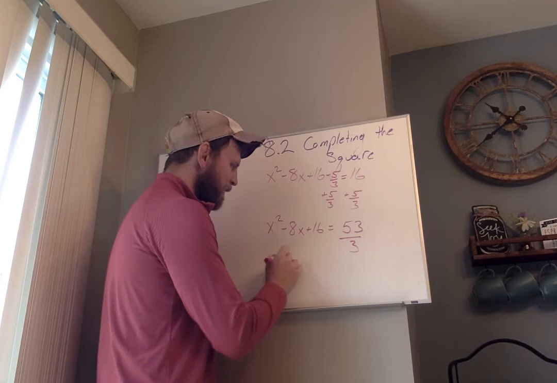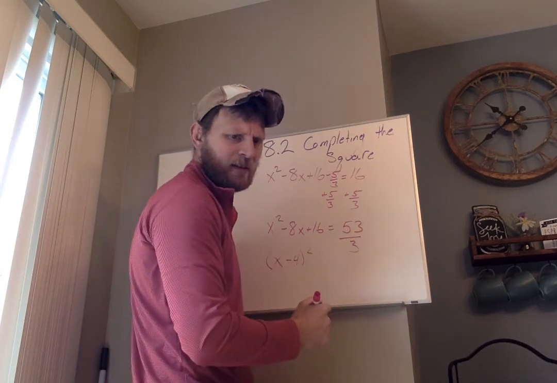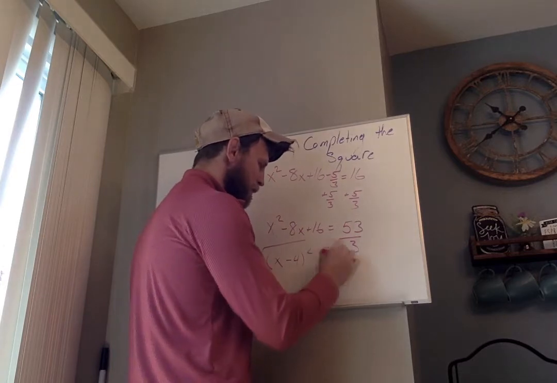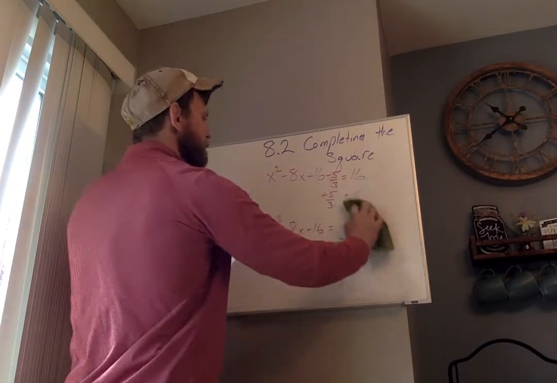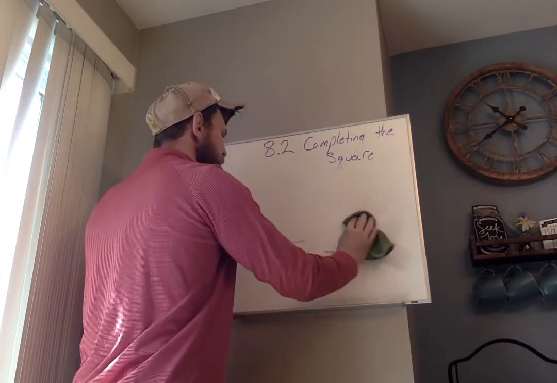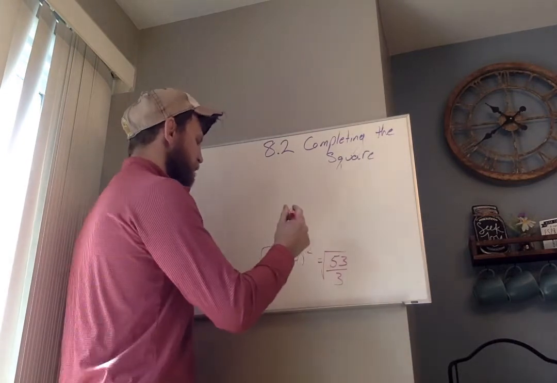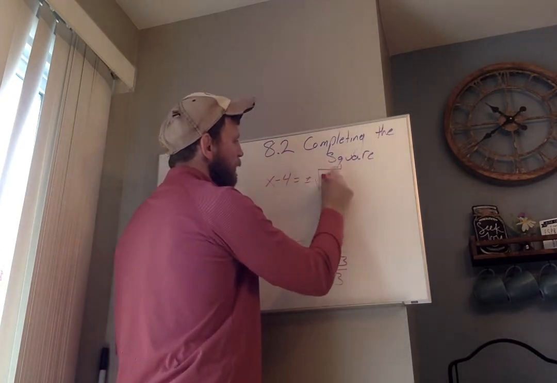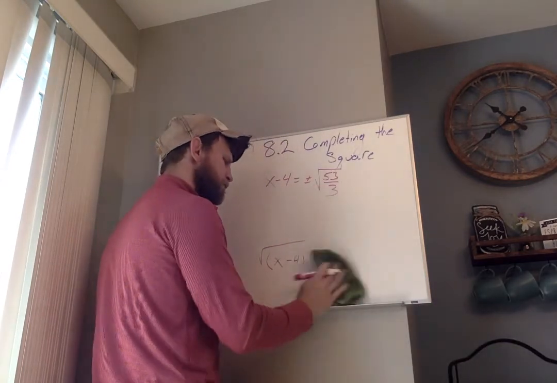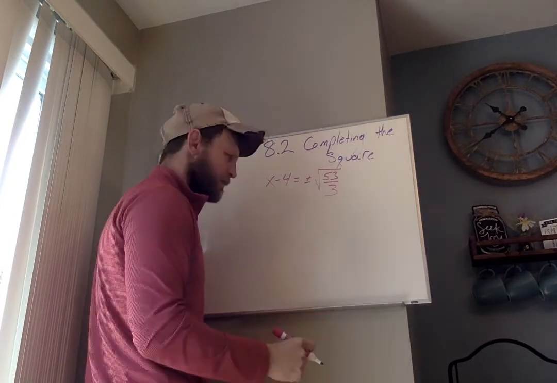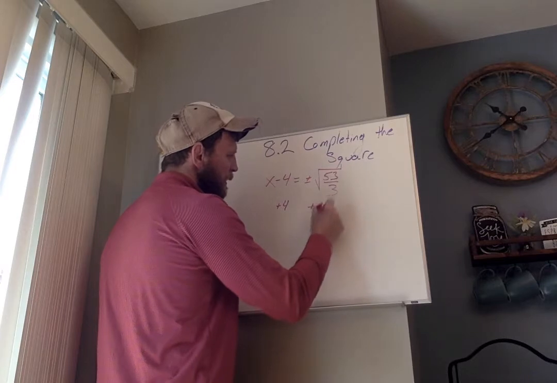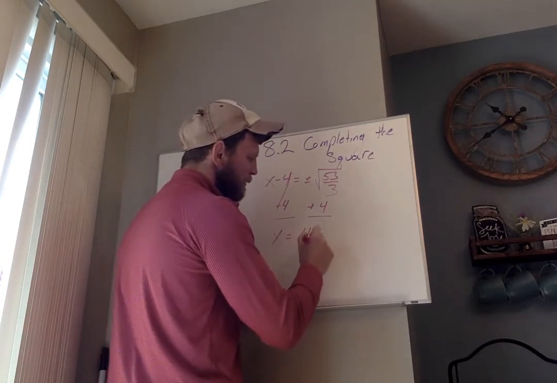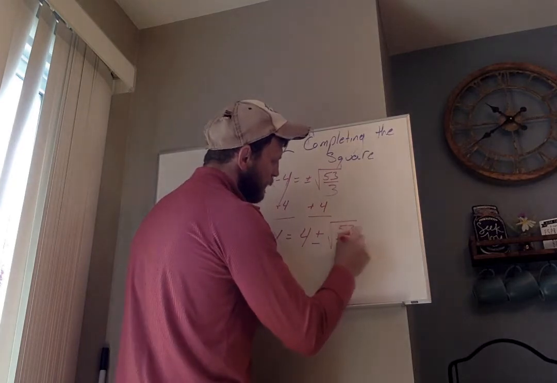Now from here, I have x minus 4 squared, that was that number right there, equals 53 over 3. Now I take the square root. So, I have x minus 4 equals plus or minus the square root of 53 over 3. Now that can't be broken down. How do I know? Well, I'm Harmon. I just know these things. So I add 4 to both sides. Now this is why I like that plus or minus sign. Because my answer is x equals 4 plus or minus the square root of 53 over 3.